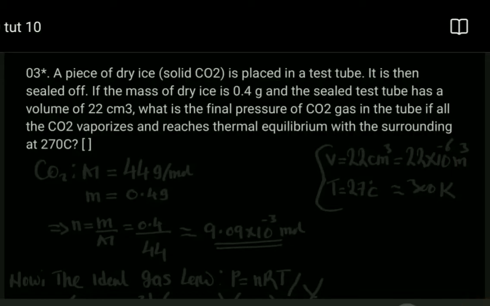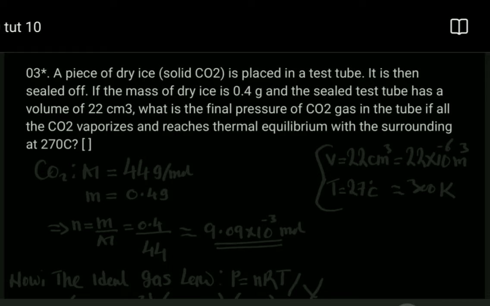Hello. So let's continue. This is question 3, physics 1010. So here we have this dry ice being placed in a test tube, and the mass of this ice is about 0.4 grams, and the volume of the test tube in which it is placed is 22 cubic centimeters.